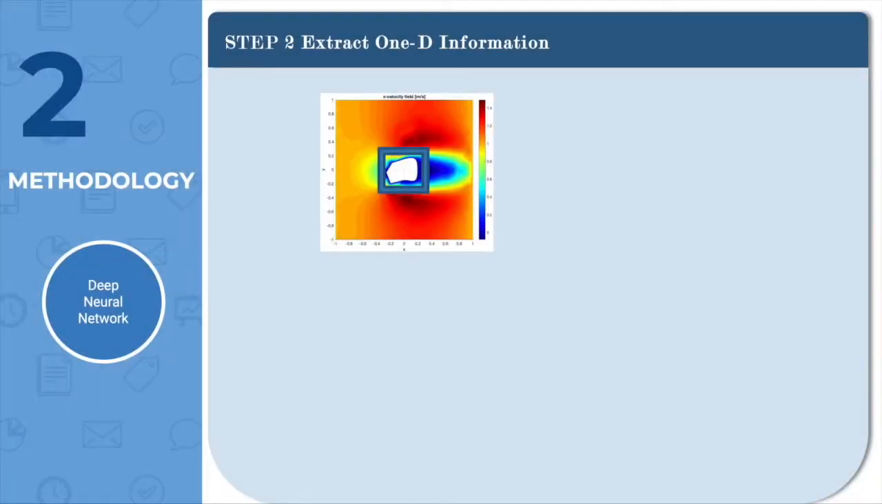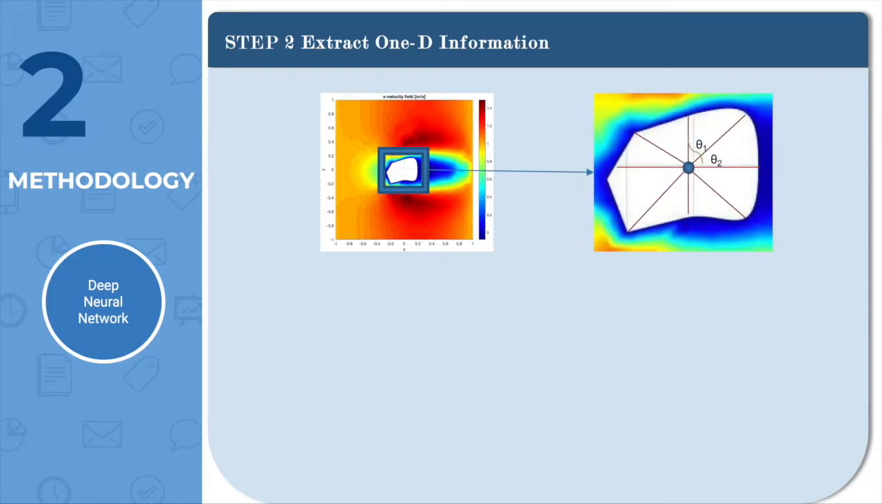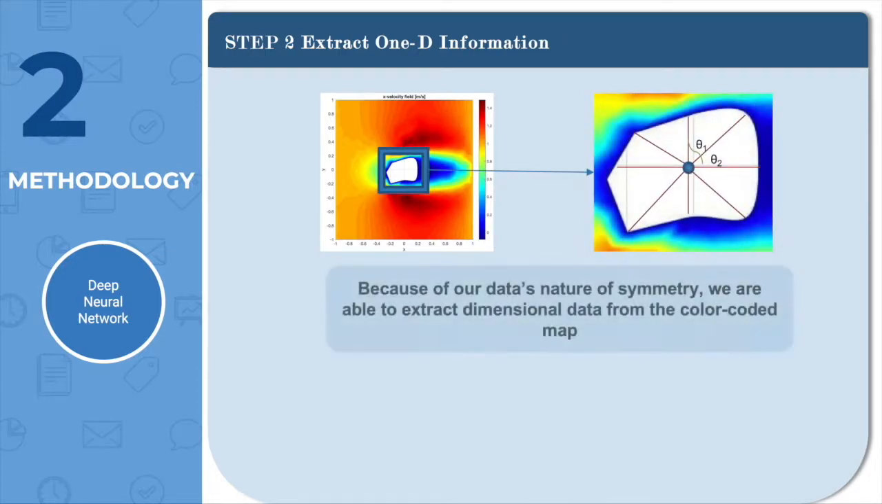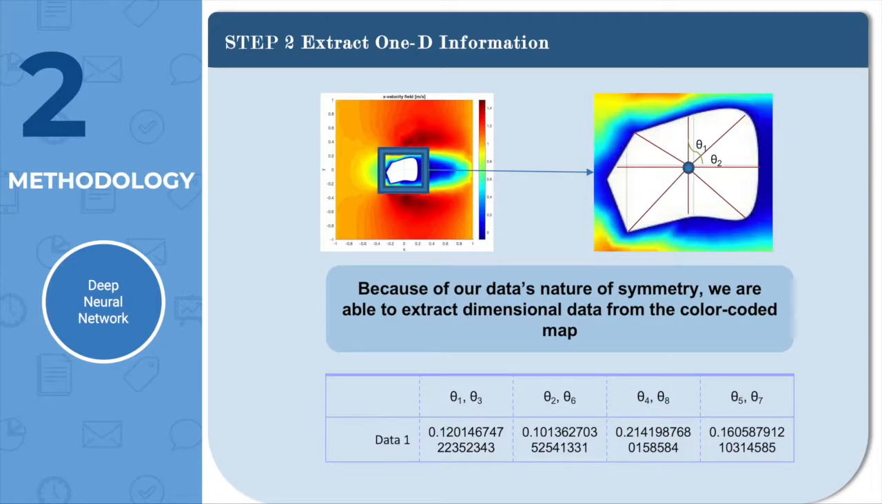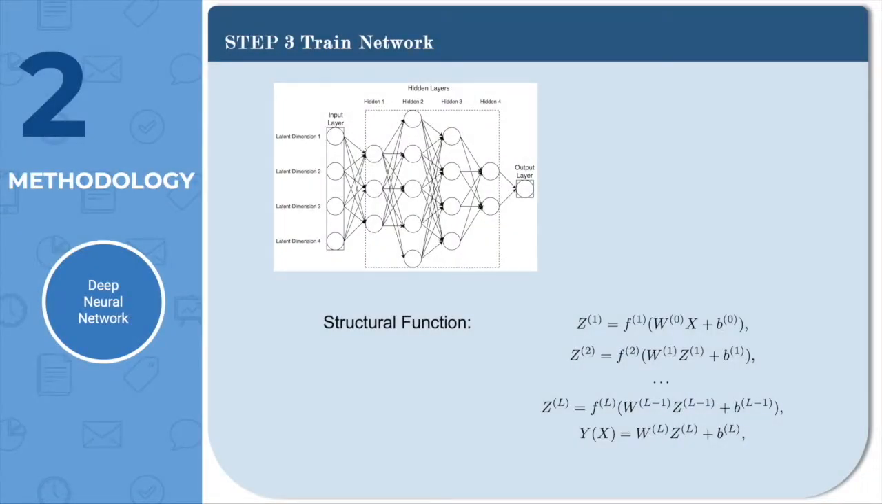To extract such numerical inputs, we create latent dimensions on the 2D object by dividing them into 8 pieces. Then take 4 of its representative dimensional lengths as our input number array. These 4-dimensional arrays become our training input to build a deep neural network architecture like this.